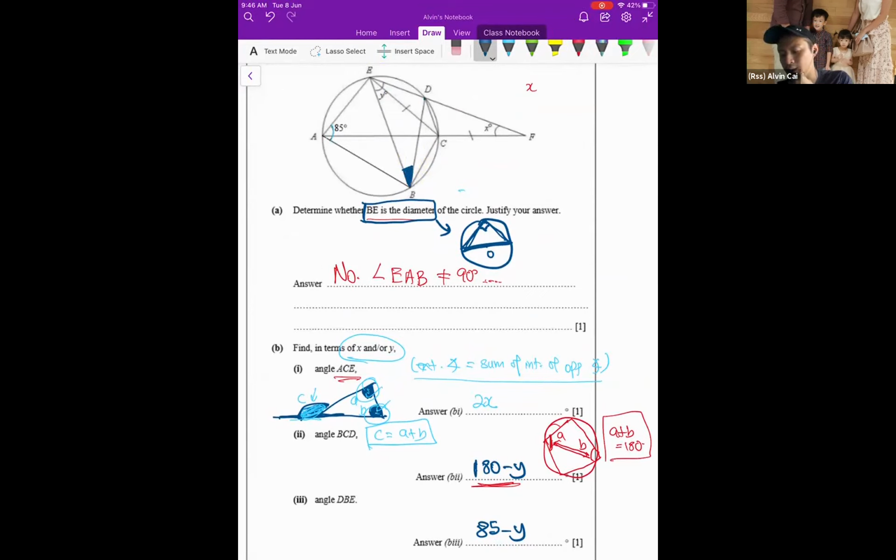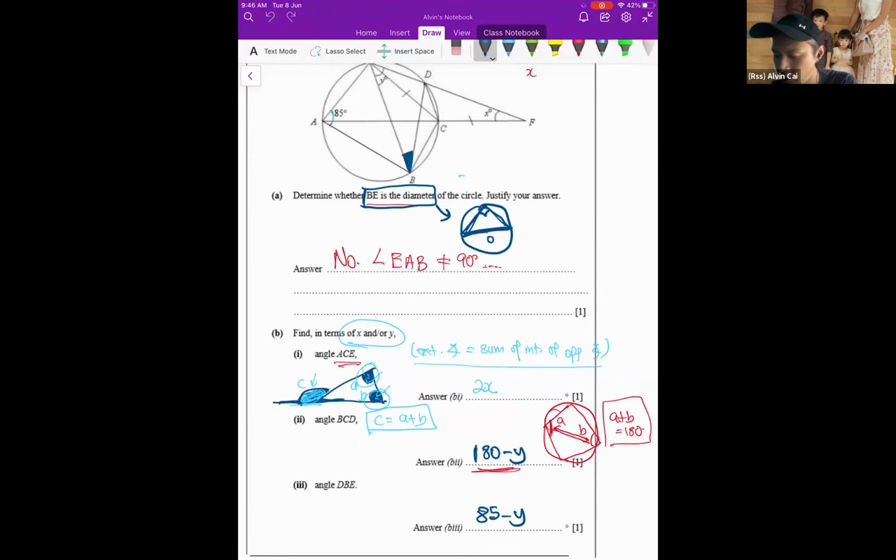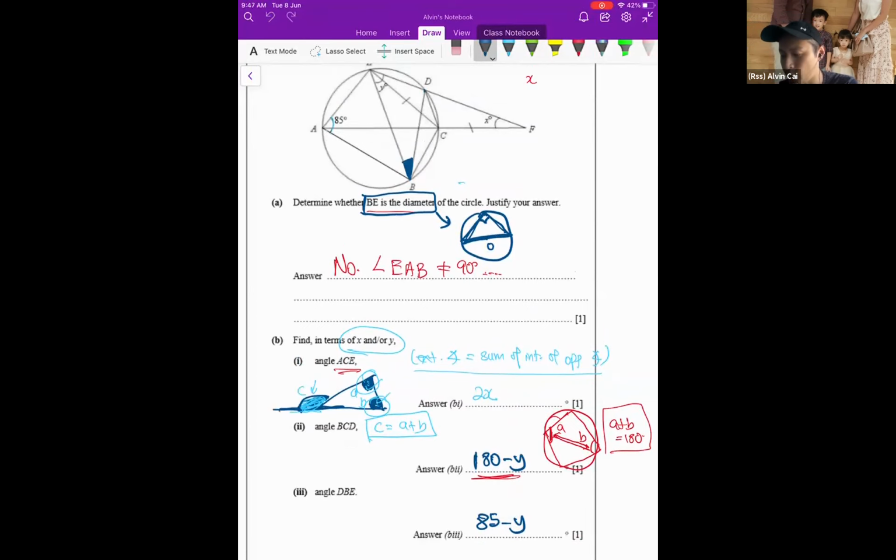Okay, so this is the angle over here. To find this, anyone managed to get this answer? 85 minus y? No? Okay. So let's take a look at this. The same thing, so this 85 over here, and over here.